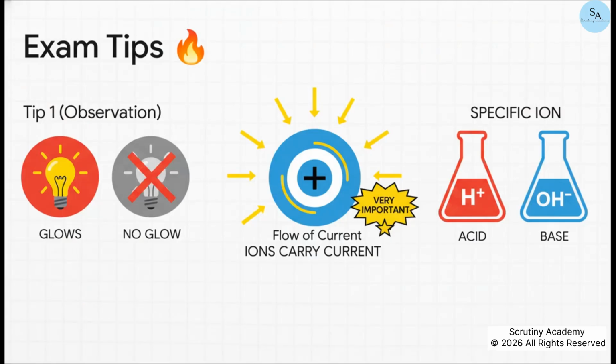So here are some quick exam tips for you. 1. Write your observation very clearly. Either the bulb glows or the bulb does not glow. 2. You have to always mention that ions are the things that carry the current in the solution. And 3, give the specific reason, that is, the presence of H+ ions in acids or OH- ions in bases. Just follow these 3 tips and you will do great for sure.